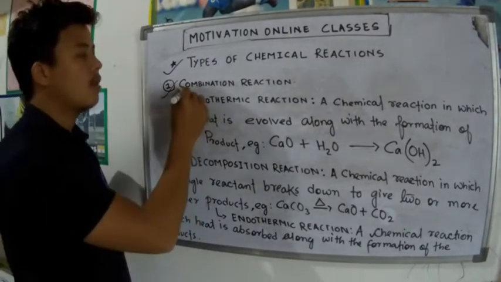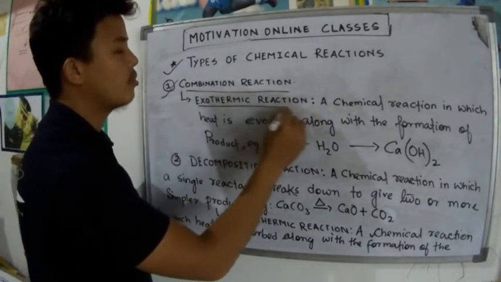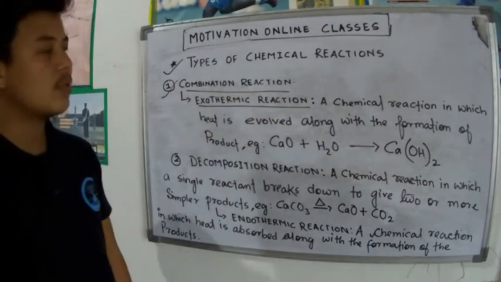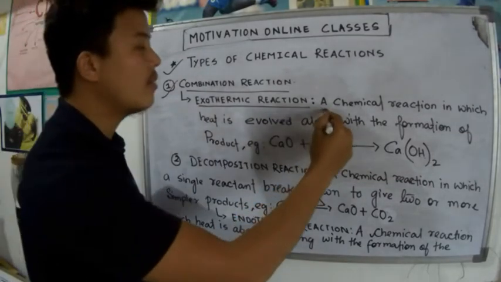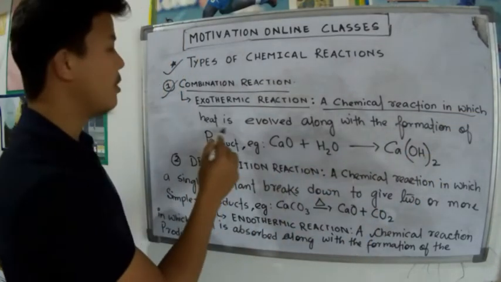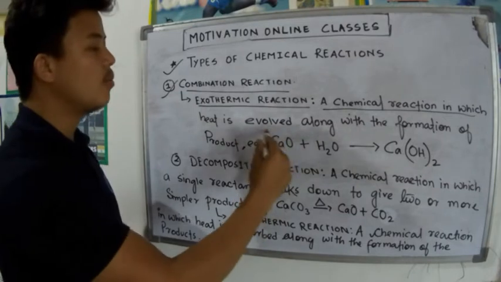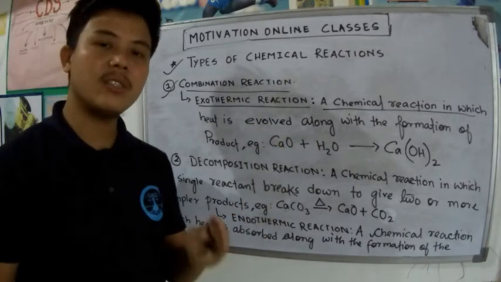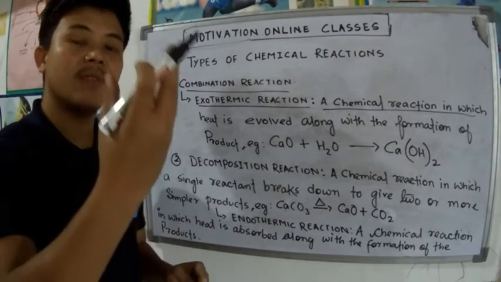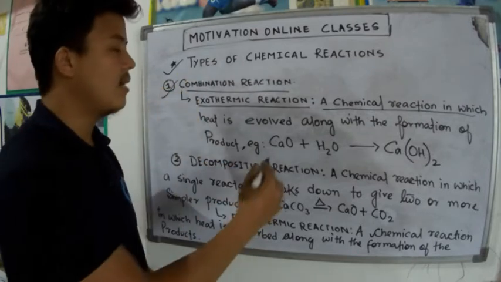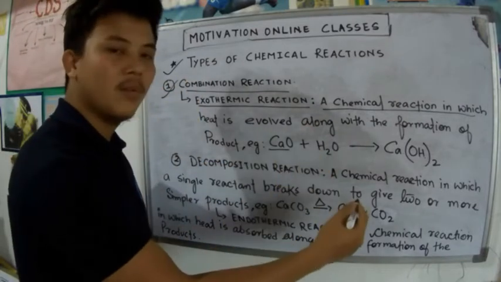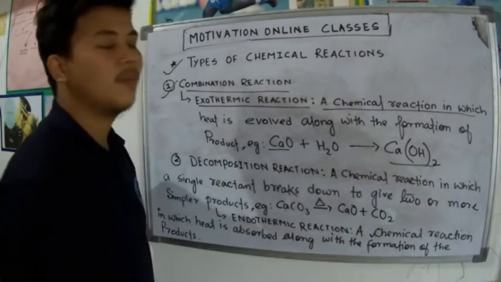So now combination reactions are also known as exothermic reactions. Why exothermic reactions? Because an exothermic reaction is a chemical reaction in which heat is evolved along with the formation of product. Heat is evolved. It means that whenever these reactions take place, some amount of heat is given out. So the best example is calcium oxide, when added to water, it forms calcium hydroxide.